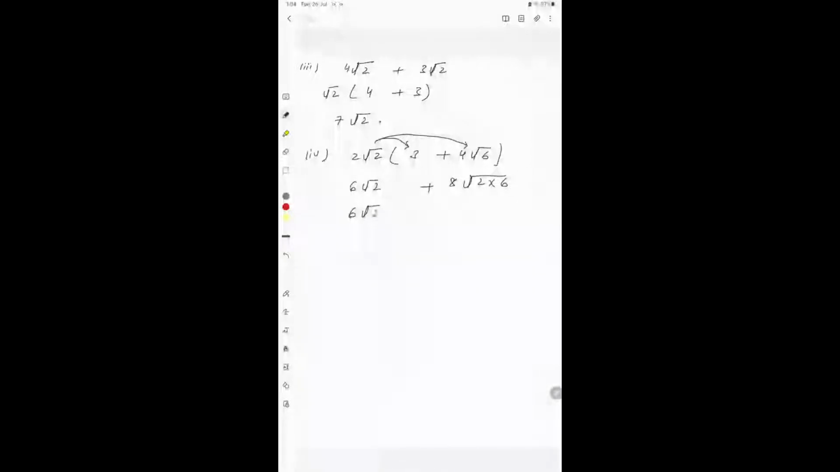So this 6 can be split into prime factors, and in this case 2 is coming twice. So this will be, so this is my final answer.